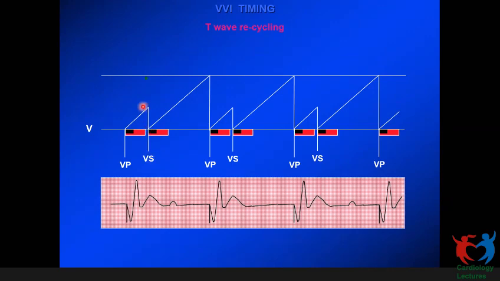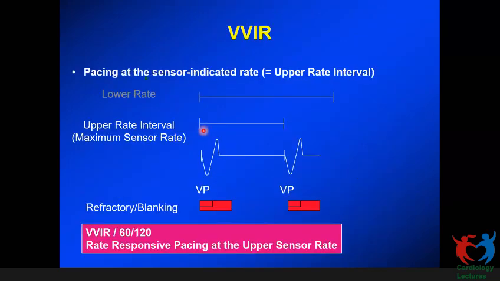So in which case we may want to reduce sensitivity. One option here is we can reduce sensitivity, or you could increase the refractory period to cover this so that it doesn't reset the lower rate clock.